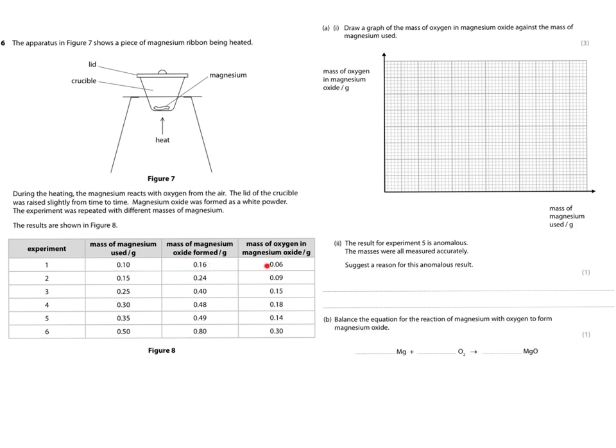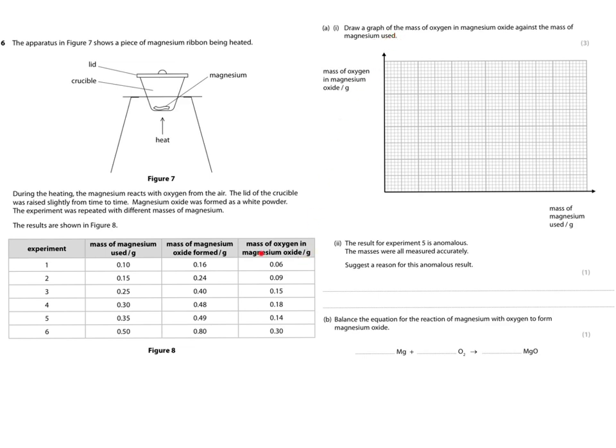So you can see how they've calculated it. They've just taken 0.16 minus 0.1 gives you 0.06. So if you take the amount formed, 0.8 in this example over here, you minus the amount you had originally, 0.5, it gives you 0.3, the amount of oxygen that must have been added to the magnesium to form the magnesium oxide. Now we're asked to draw a graph of the mass of oxygen in magnesium oxide against the mass of magnesium used.